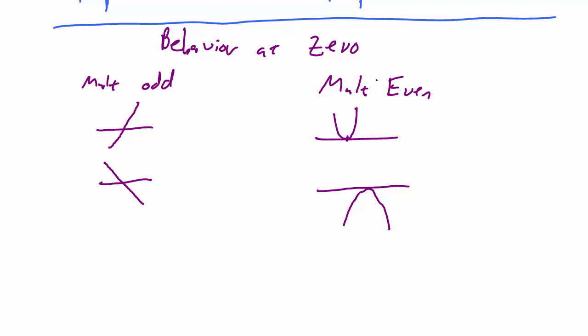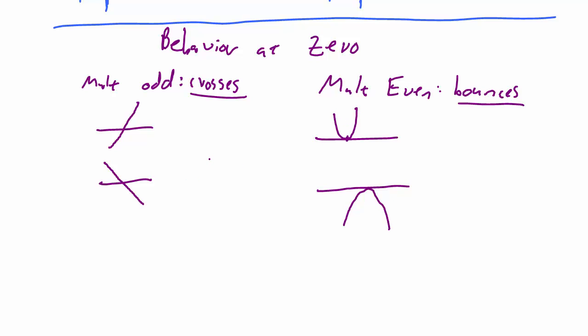So odd multiplicity crosses, even multiplicity bounces. Okay. Odd opposite if you want to think of it that way, and then even bounces or same side if you want to think of it that way as well.